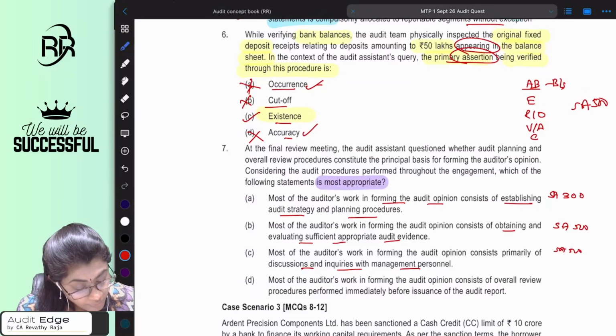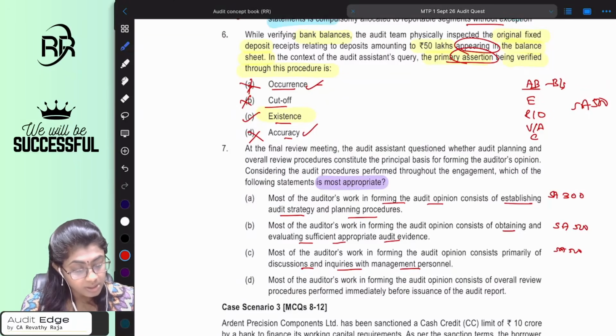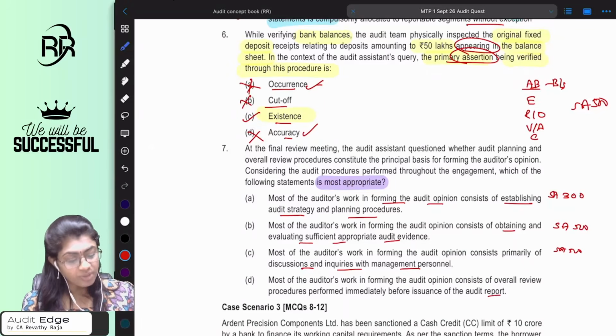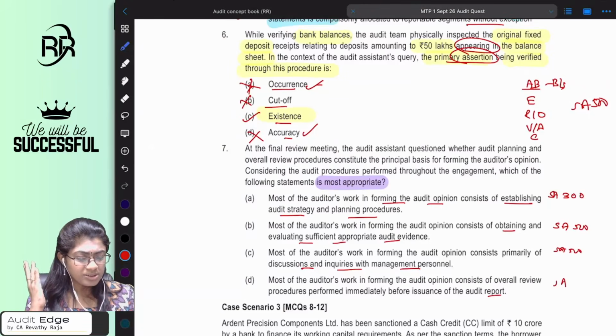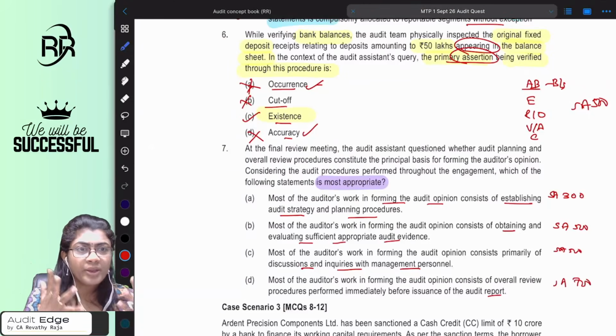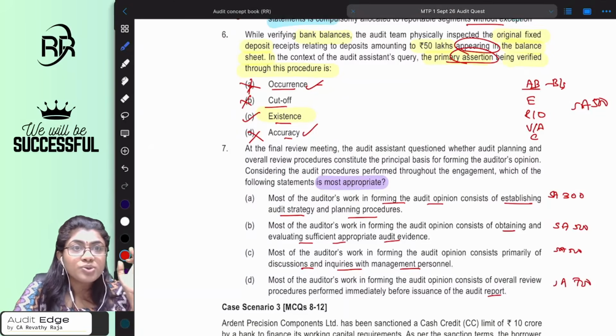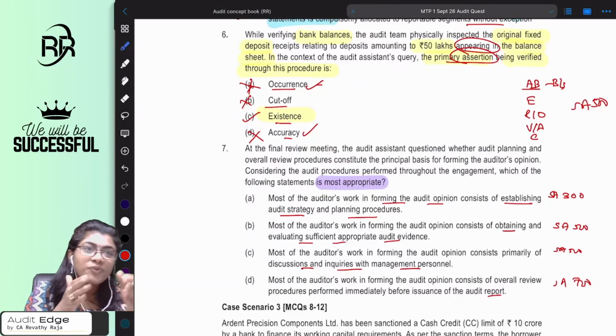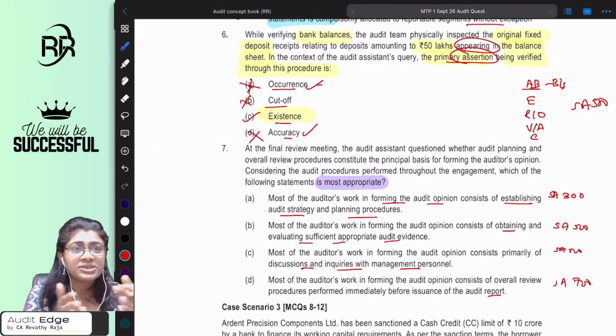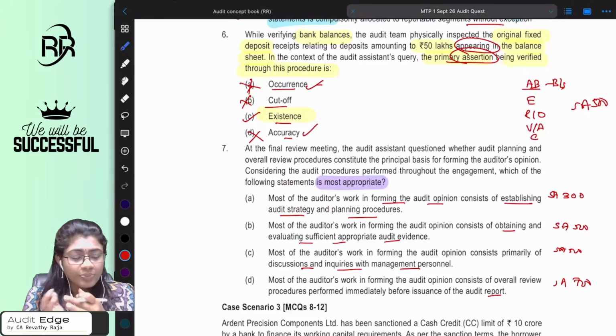Most of the work in forming the opinion consists of review of the procedures performed immediately before issuance of the report. Report issuance is SA 700, forming an opinion report, which is a correct option. See, most of the audit work, there are three phases: planning phase, performing, and completion. The major stage is performing. Okay, in performing, the 500 series: 500, 501, 505, 510, 520, 530, 550, 560, 570, 580. So 540 I didn't say deliberately because it's not there in the syllabus as such.